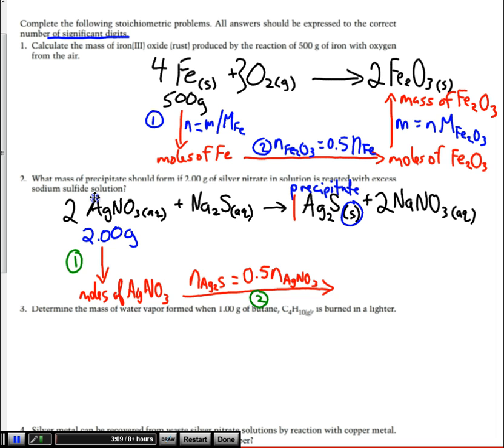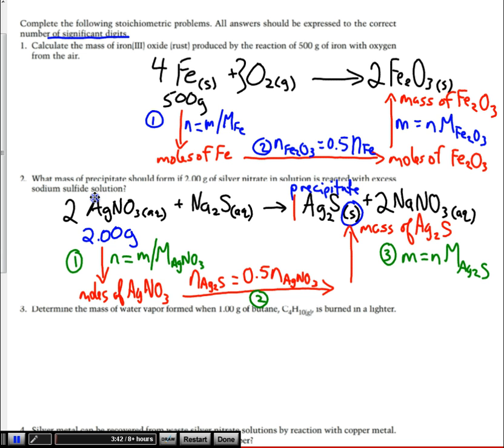From that point, we can calculate up to our product in mass, which would be our answer. And again, filling in for steps here, that's our third step. That's going to require number of moles times molar mass of silver sulfide, and this would require us to get moles from mass of silver nitrate and the molar mass of silver nitrate.